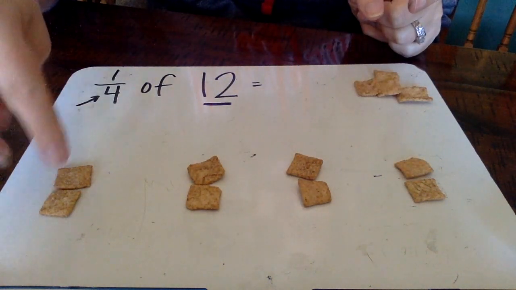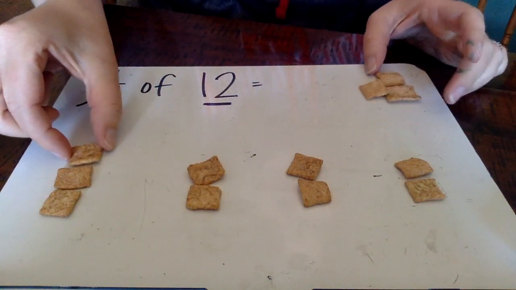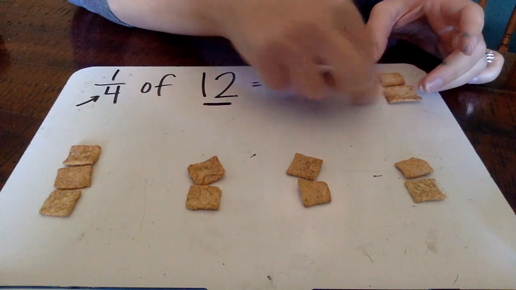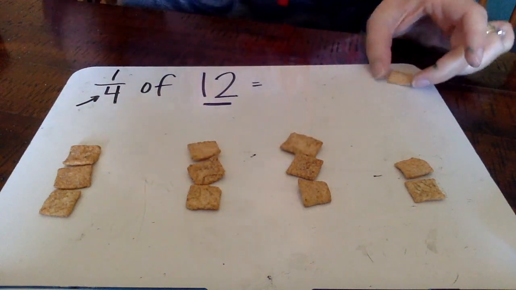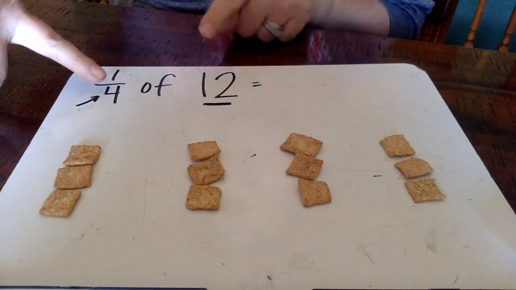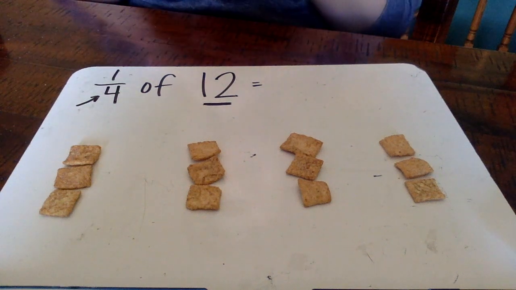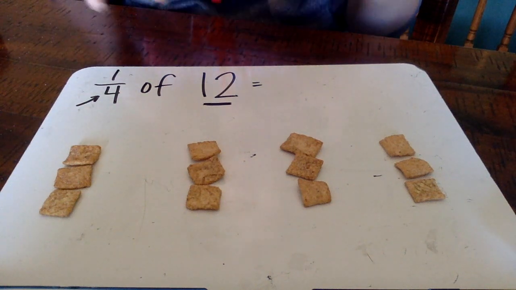So I have shared 2, 4, 6, 8, and then I'm going to keep going because I have cereal left. 9, 10, 11, 12. So I've shared 12 things into 4 equal groups. Now my story problem says what is 1/4 of 12.